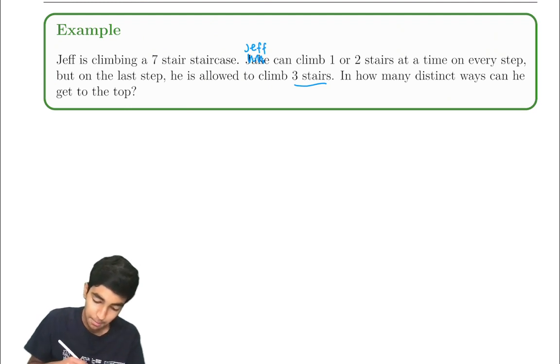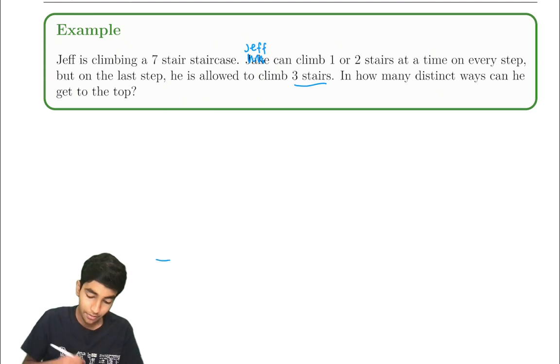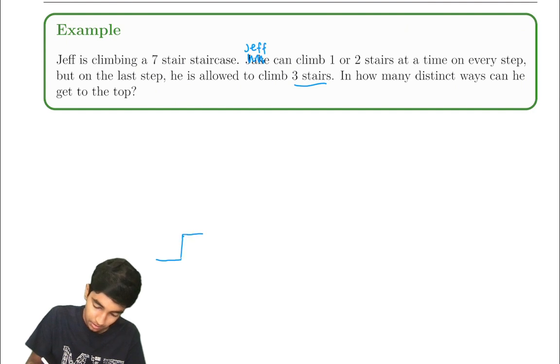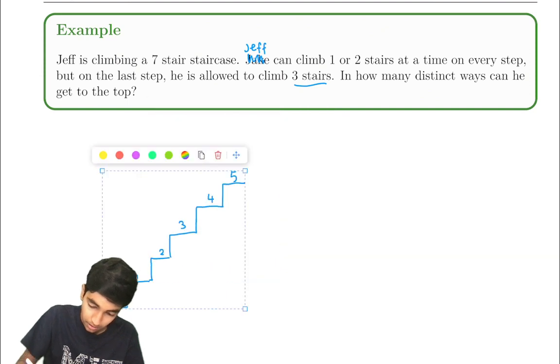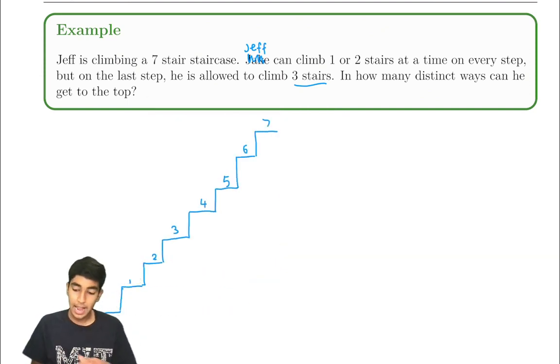So there's 7 steps or 7 stairs, and he's starting on the bottom stair or the ground floor. And this is step 1, step 2, 3, 4, 5, 6, and 7. And essentially, he can climb 1 or 2 steps.